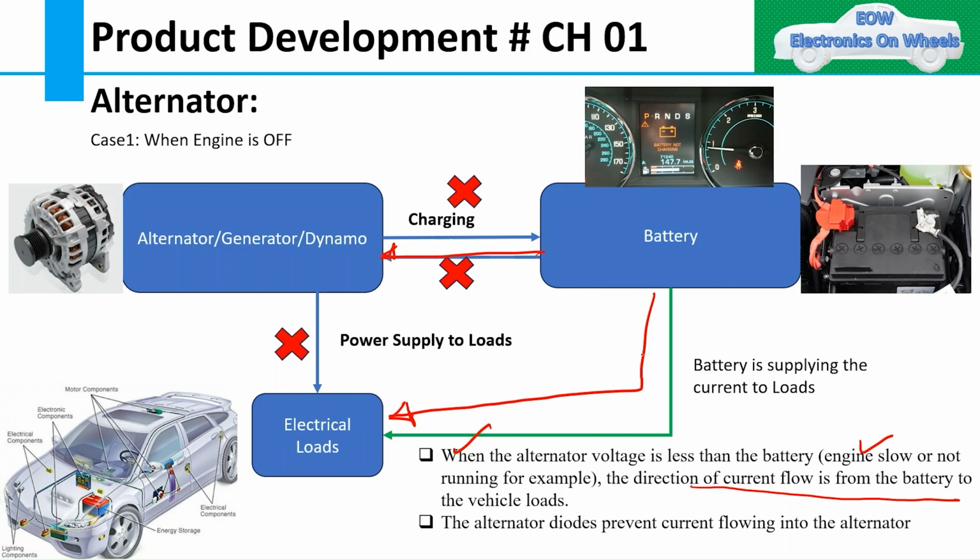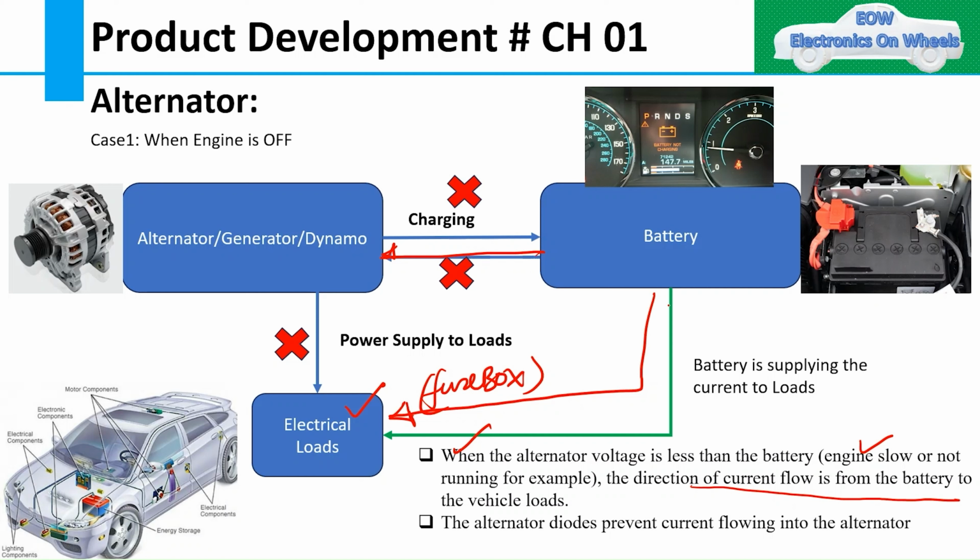Okay, the battery has a connection to the electrical vehicle loads through the fuse boxes. If you are not aware of how these connections are made, I have created many videos where I have shown you how the battery, electrical loads, and alternator or generator are connected with each other, and how the current will flow. Just go through those videos. I will give the link in the description as well, so that your basic understanding will be concrete, right?